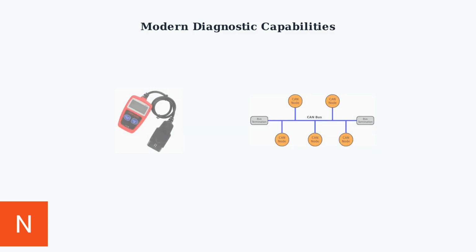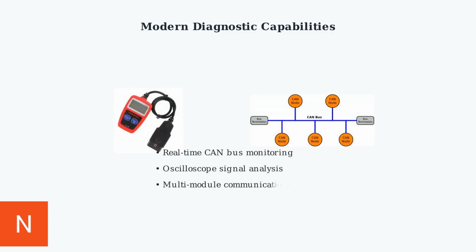Advanced OBD2 scanners now offer sophisticated diagnostic capabilities for CAN system troubleshooting. These tools provide real-time CAN bus monitoring with oscilloscope functions, allowing technicians to visualize signal integrity and identify intermittent faults. Modern diagnostic protocols include multi-module communication testing and enhanced fault isolation, significantly improving repair success rates.